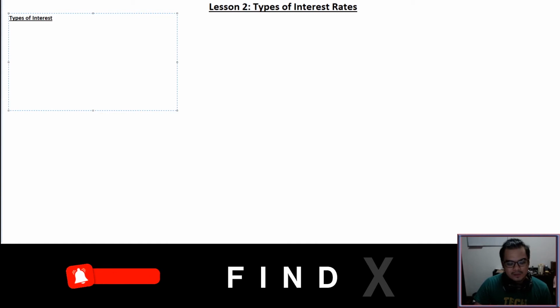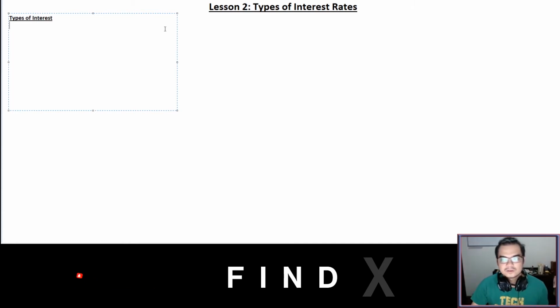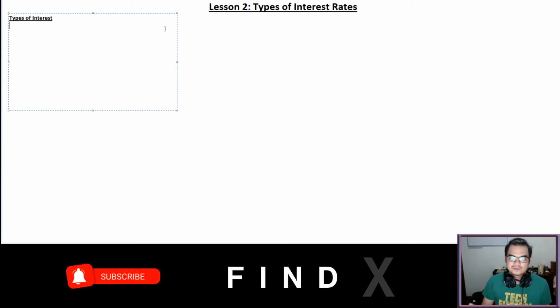And what we have for today is lesson 2 of engineering economy, which is the types of interest. This is one of the most crucial topics in engineering economy, because if you don't get this and you don't know the types of interest, you will be lost in solving the problems. We have three types of interest rates. Let's have the first one.